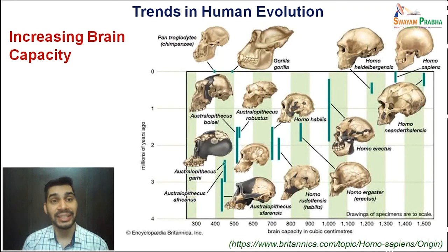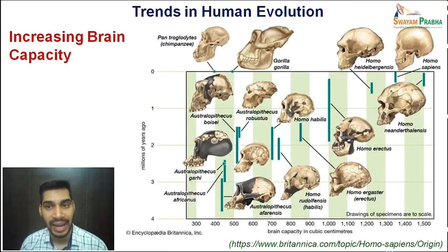Here in this image, you can see the increasing brain capacity. On the x-axis is the brain capacity in cubic centimeters. Here you see the time in terms of million years ago, and here these are the different skull specimens of various transitional forms in human evolution, which represent the cranial capacity in these green lines. So you can see, for example, Homo habilis had a cranial capacity of around, let's say, 700 cubic centimeters, and so on. And here, this is the modern humans or Homo sapiens, which have approximately 1300 cubic centimeters of cranial capacity.